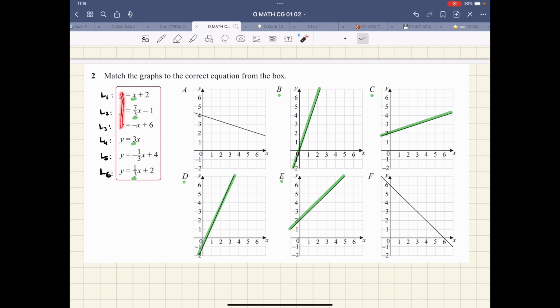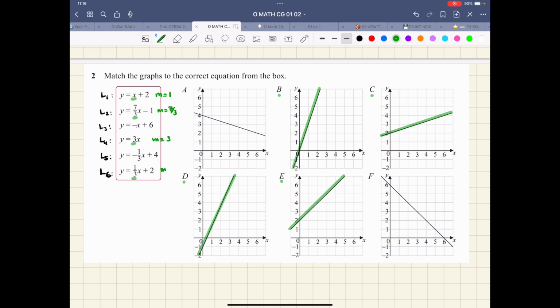Now let's focus on the coefficient of y. The coefficient of y is 1. That means the coefficient of x is the gradient. So over here, if I use a green marker, I'll write the gradient as 1. The gradient is 7 over 3. The gradient is positive 3.